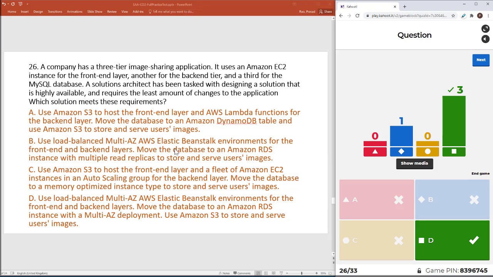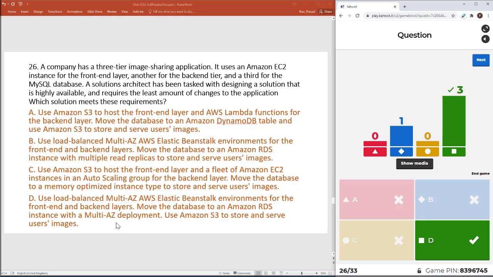For the database layer, it uses Amazon RDS. Both of them use RDS with multiple read replicas, and multi-AZ deployment. So we know that if there is a performance issue, we'll use read replicas. If we need high availability, we will use multi-AZ, right? So that's the difference between these two. We go back to the question, which says designing a solution that is highly available. Because it is highly available, we need to have multi-AZ.